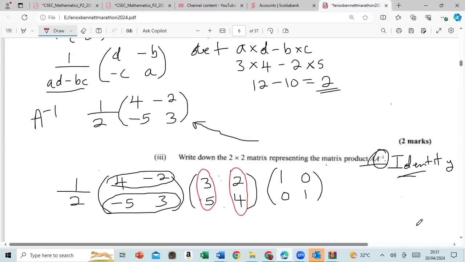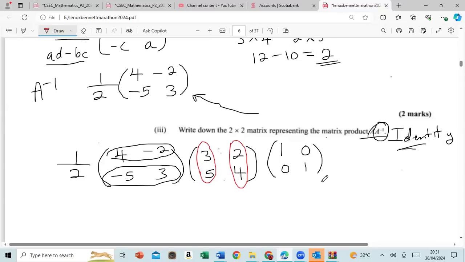Alright, so now we're just going to multiply row by column. So this is row 1, column 1, and then you have column 2.